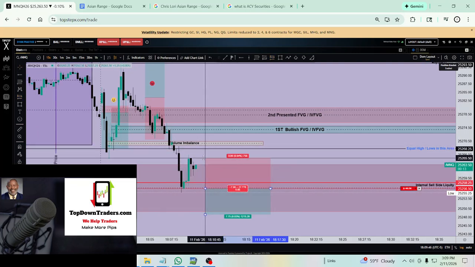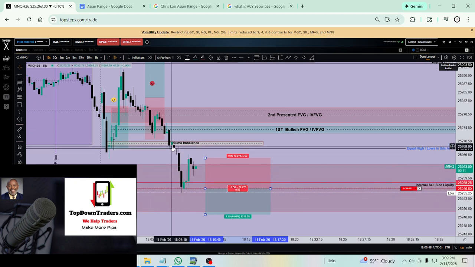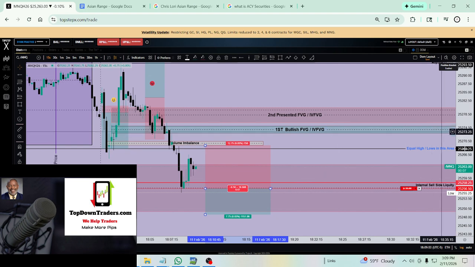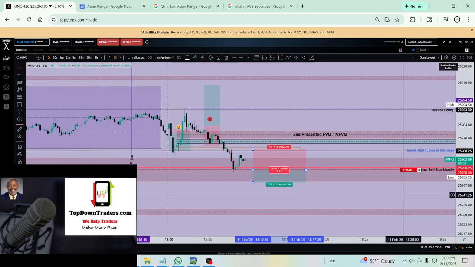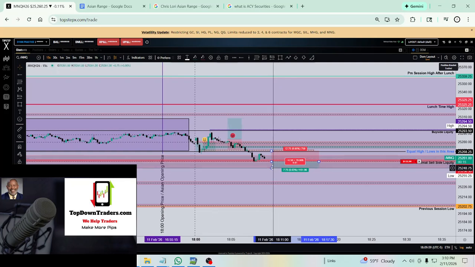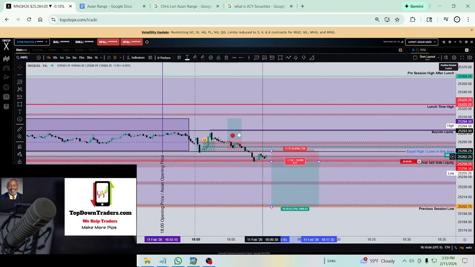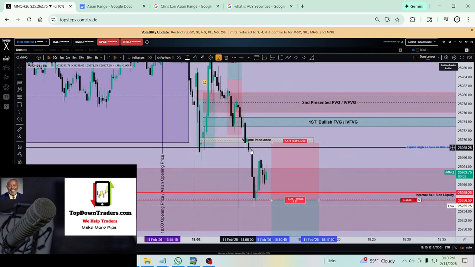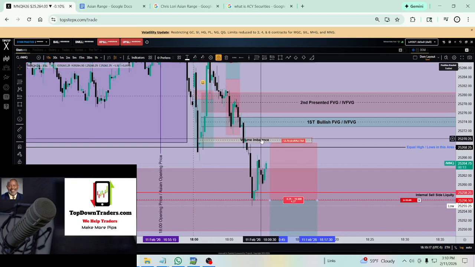I'm gonna put the stop typically 3 candles above, and then I'm gonna target previous session's lows. That's gonna be the target here, and let's see how this trade plays out. Let me lock that, and we can observe and watch. So we did get that volume imbalance cleared.